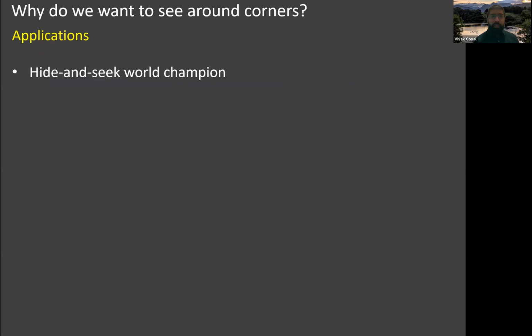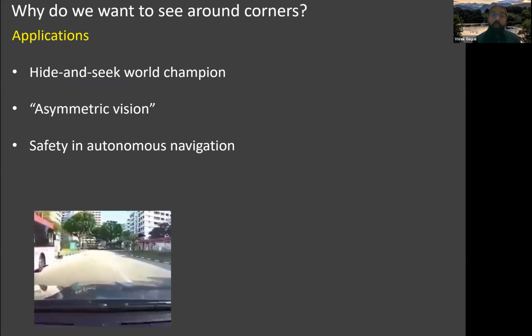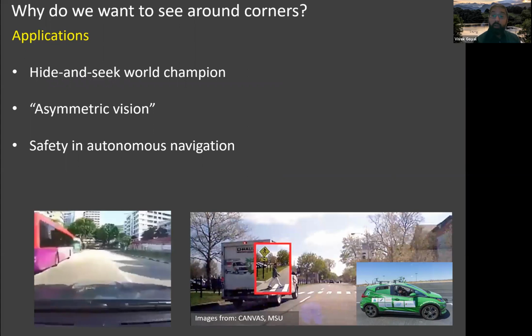Why might you care to do this? It gives a capability that you could call asymmetric vision, because I can see you while you can't see me. It also could be useful in autonomous navigation. For example, you might see a pedestrian that's hidden by a parked truck.